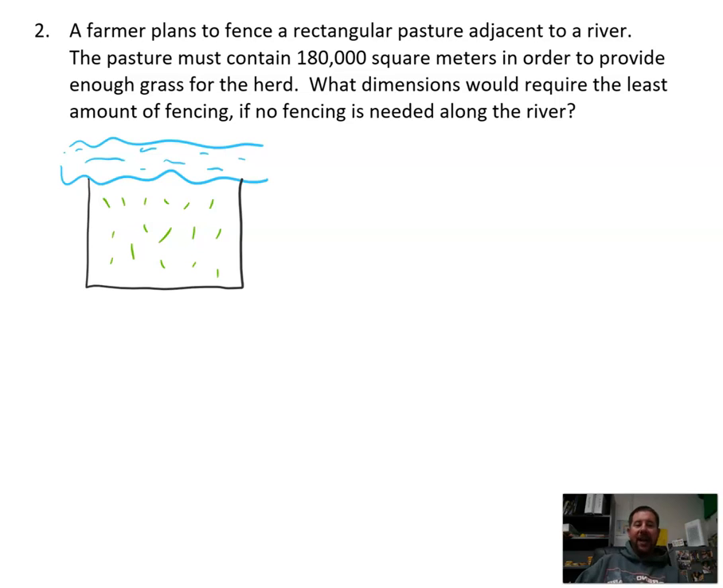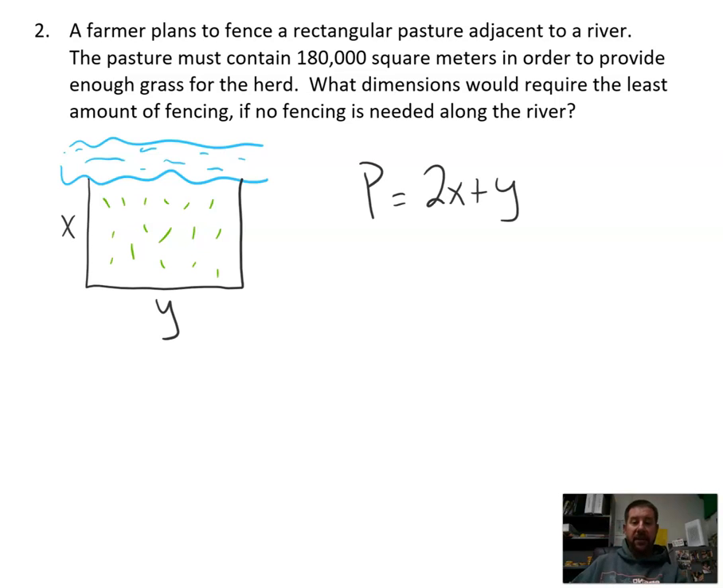All right, so in this case, we are trying to find the dimensions, again, this normally comes at the end of the problem, what dimensions require the least amount of fencing if no fencing is needed along the river. All right, so we're trying to minimize the fencing. We want the least amount of fencing, so minimize our fencing. So let's put some variables on our picture and see if we can come up with an objective function.